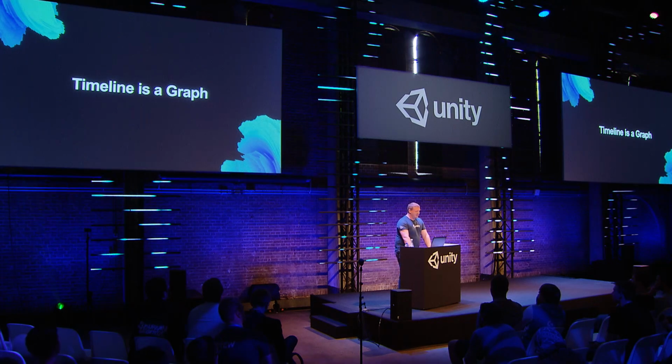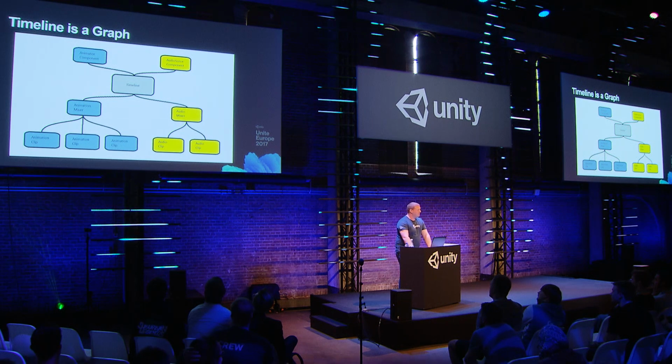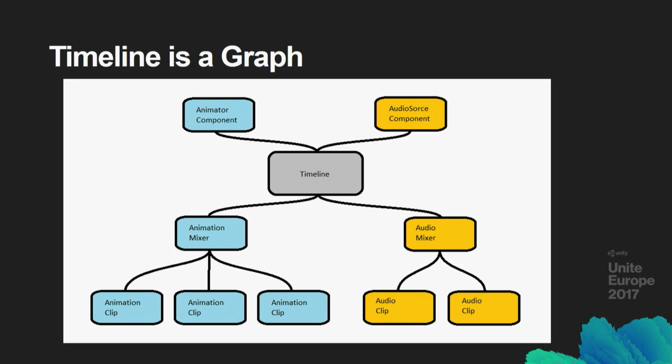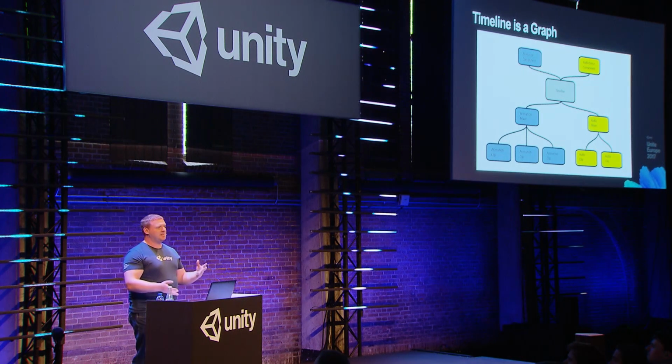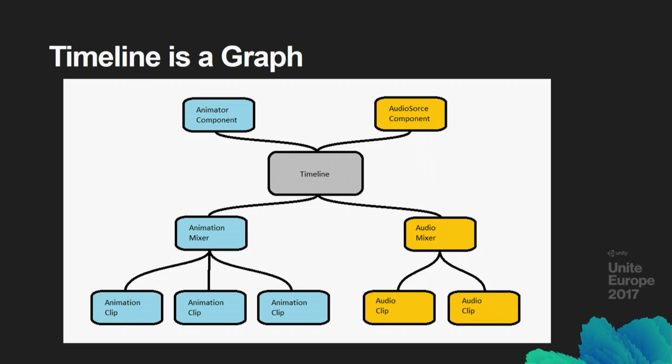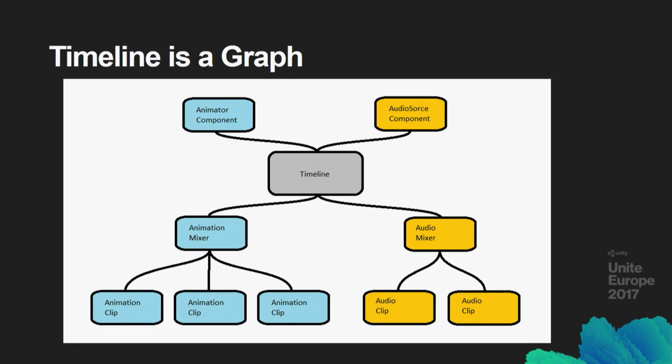So timeline is a graph, and I don't mean that kind of graph. What I mean is that kind of graph. So this is showing off my amazing paint skills. On the left at the bottom there, we've got 3 animation clips, and they're feeding into an animation mixer. That animation mixer is deciding what sort of animation the final thing should be playing based on the timing of all those clips and how it's been set up. It's then feeding that into the timeline, and that timeline is then feeding it through to the animated component. So that's doing one side of it.